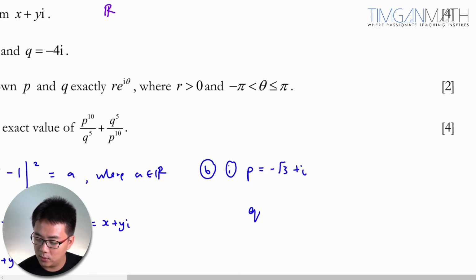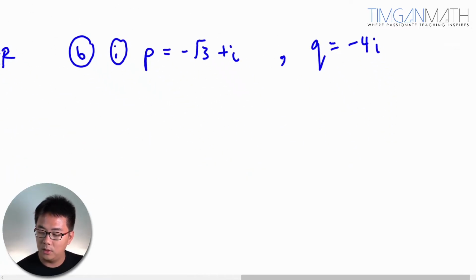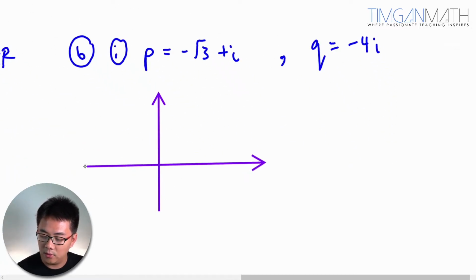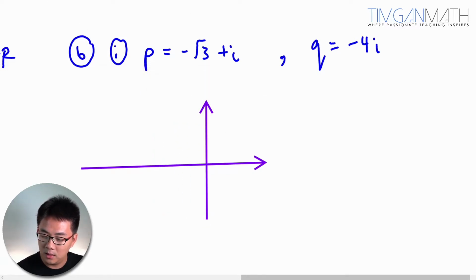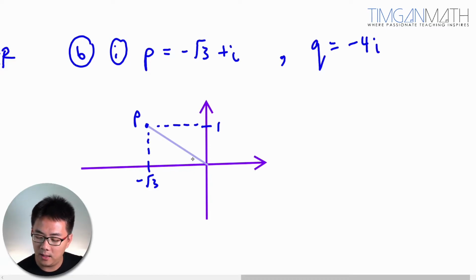Anyway, just 2 marks. So changing it to exponential form should be quite a basic concept that you need to know. So basically, minus root 3 plus i will be here. This is minus root 3, and this is 1 over here, right? So bring it up. This is your P, minus root 3 plus i. This would be pi over 6, I believe. So this over here is the argument. So this argument here would be 5 over 6 pi.